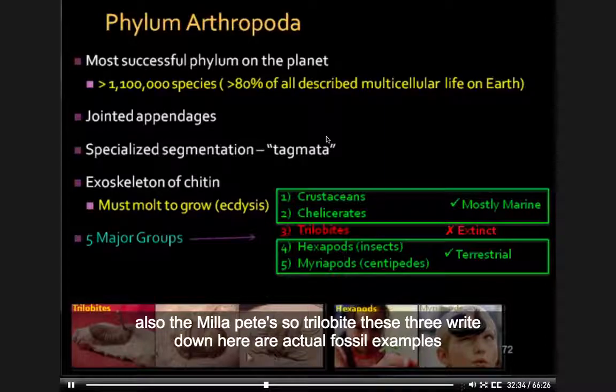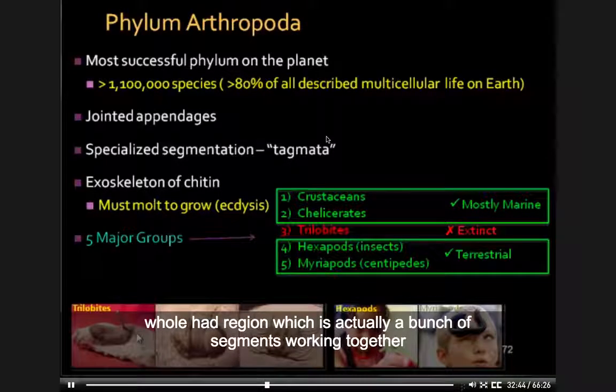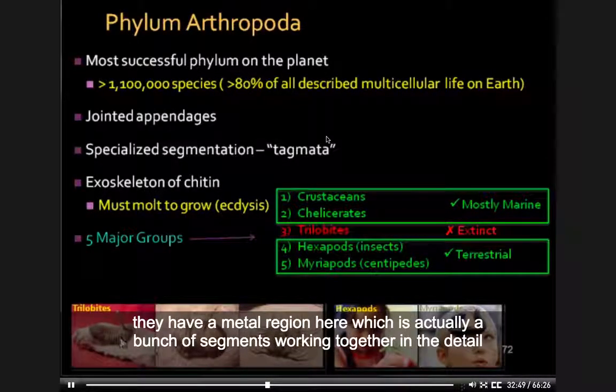So, trilobites, these 3 right down here are actual fossil examples of these segmented, really strange arthropods that exhibit that same tagmatization. They've got a whole head region, which is actually a bunch of segments working together. They have a middle region here, which is actually a bunch of segments working together, and then a tail region down here.